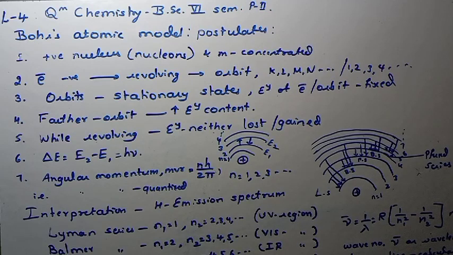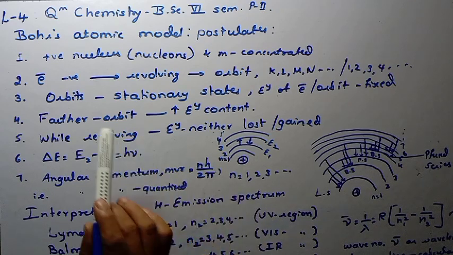Good morning. Today we'll discuss Bohr's atomic model. There are certain postulates given by Bohr. The first one is that the atom is made up of mainly two parts. One is the central nucleus, and around it negatively charged electrons are revolving. That is the second part.